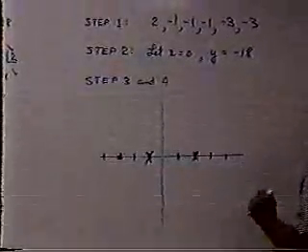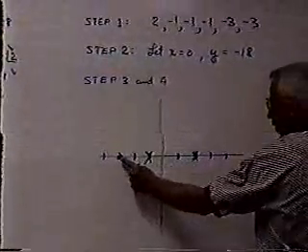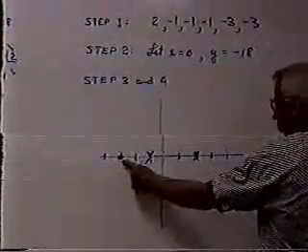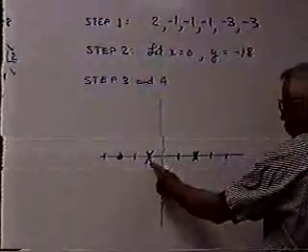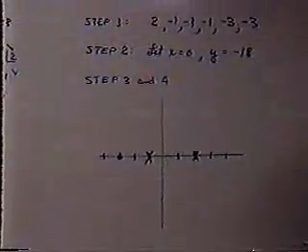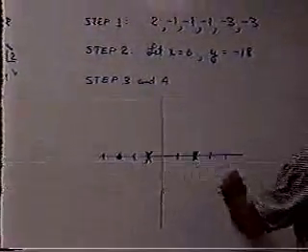Okay? So if the root is an even number of times, the same root twice or 4 or 6 times, it bounces. If it's 1 time or 3 times or 5 times, it crosses. All right, so that's what we did in step 1. We found where it crosses the x-axis.